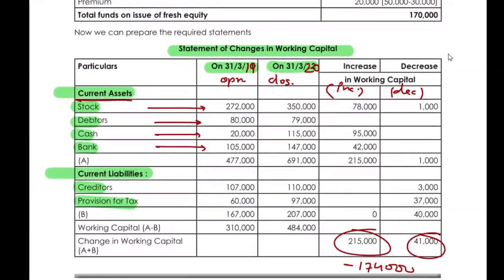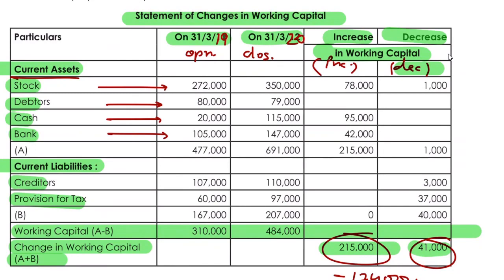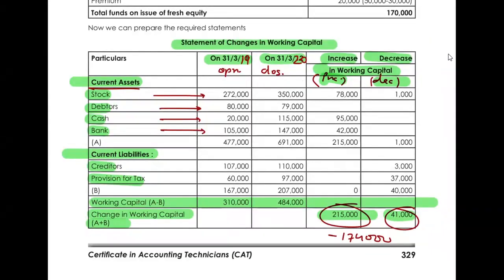So that was the net figure of your working capital. And then we have the changes. Changes was 2,15,000, an increase in working capital, and 41,000, a decrease in working capital. And that is the reason we got a net increase of plus 1,74,000.